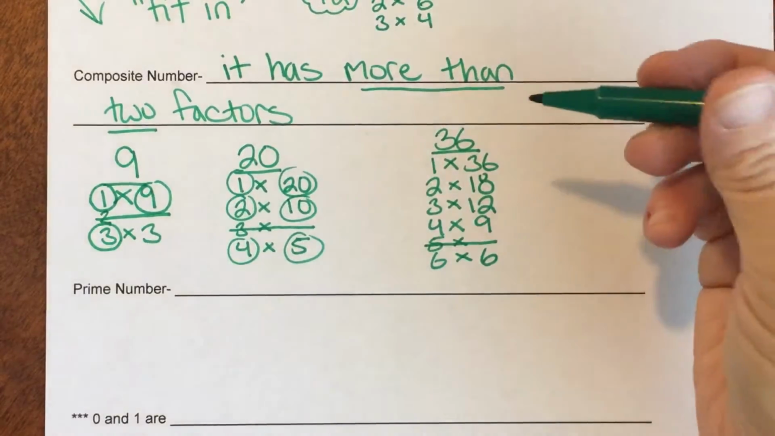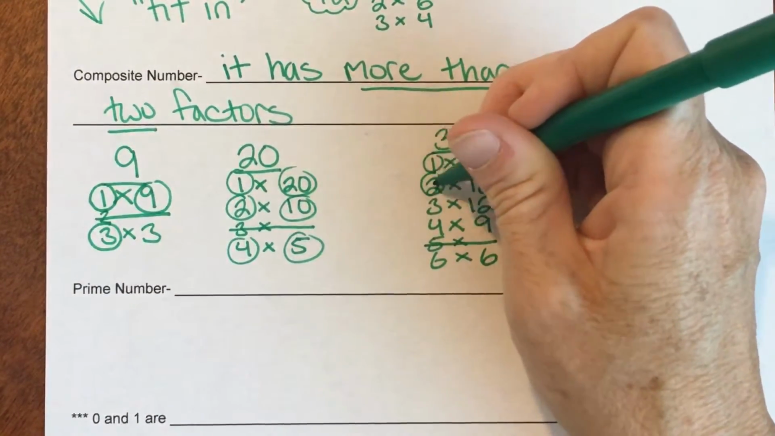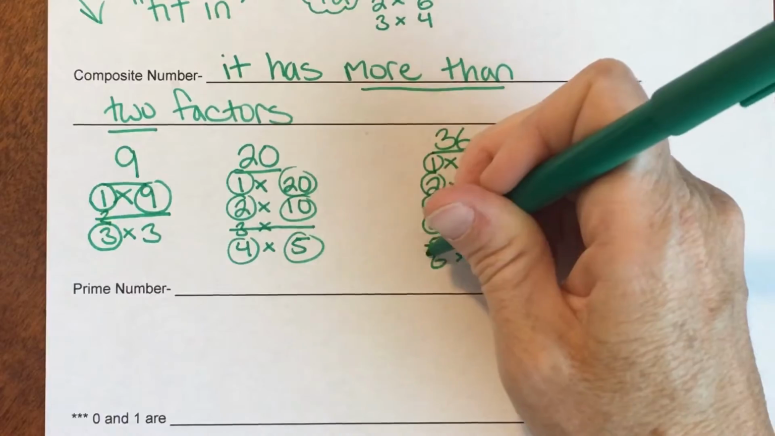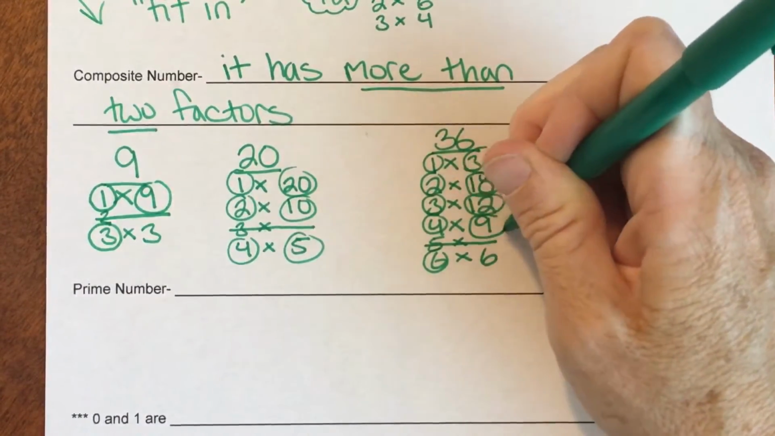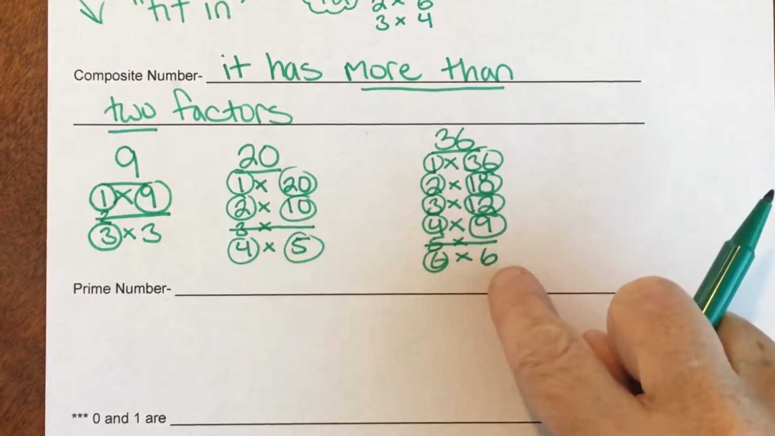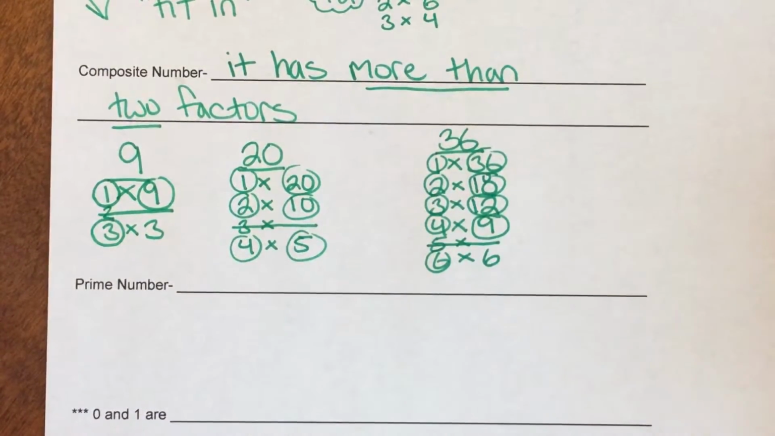So how many factors did this one have? 1, 2, 3, 4, 5, 6, 7, 8, 9. I don't count the doubles. So this had 9 factors. So that's a composite number.